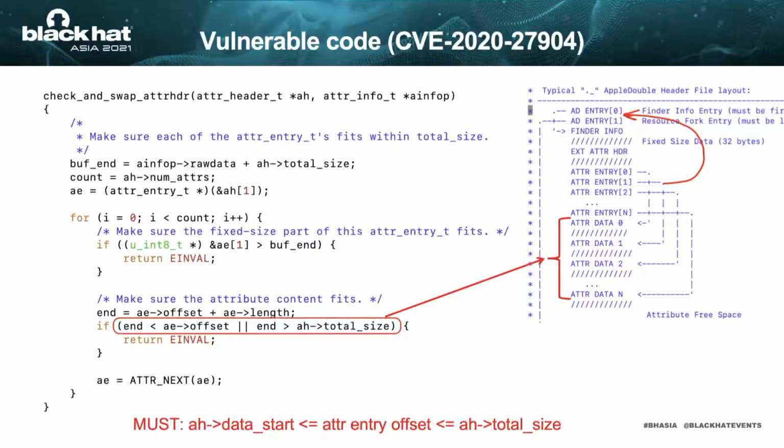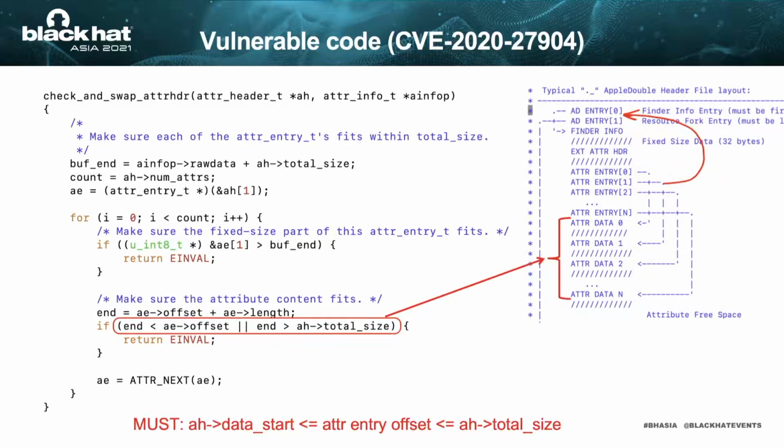The layout of the AppleDouble file is shown on the right. Several types of data are stored in sequence. First is the AppleDouble header, then the extended attribute header, then the attribute keys, and finally the attribute values. When I did the code audit, I saw this function, check and swap attribute header. It is responsible for verifying the AppleDouble file, confirming whether the file structure is legal. This for loop is used to check if the stored key-value pair is in a valid data area.